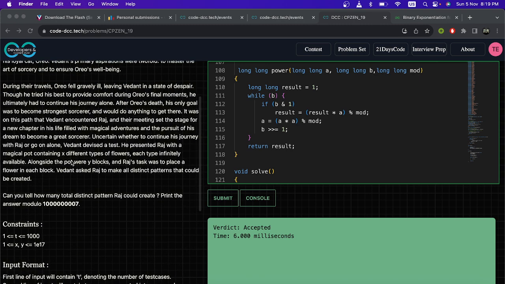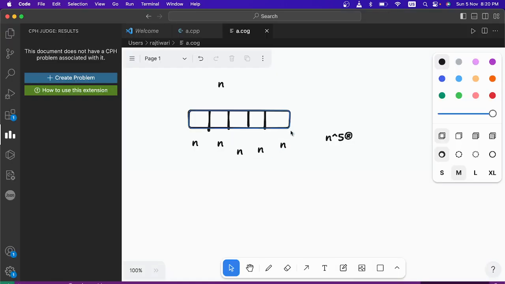See, you are given Y blocks and there are X flowers. So what would be the answer for this? Just imagine you can put X flowers in every block, right? So you just need to multiply X, Y times, to know the total number of patterns that you can create, because that's the number of different types of patterns you can create. See here how.